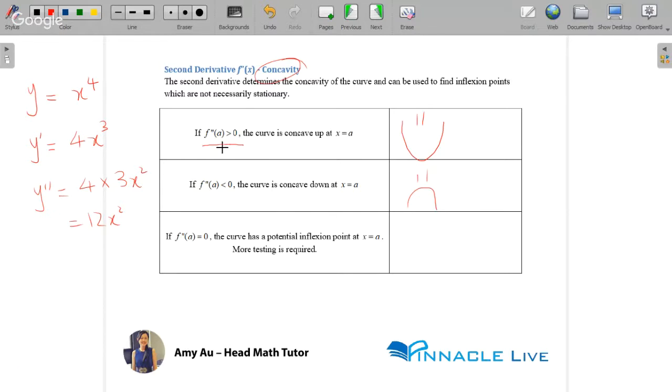So that's what I mean by second derivative, and that can tell us the concavity. If it's positive, it's concave up. If it's negative, it's a sad face, concave down. And finally, if it's equal to 0, there might be a potential inflection point. Now notice I said potential inflection point because it's not a guaranteed inflection point. So that will require a bit of further testing.